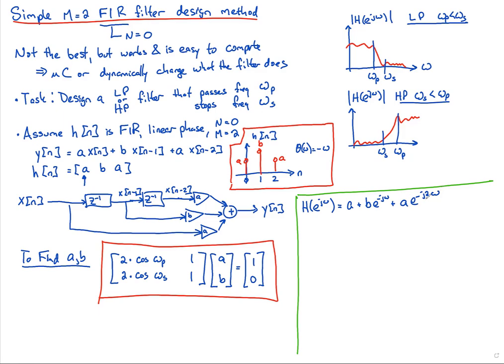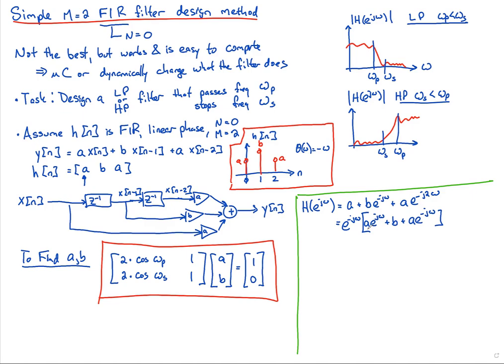Now we can factor out e to the minus j omega here. And when we do that, we get this a times e to the positive j omega, right? Because e to the positive j omega times e to the minus j omega is just a. And then this b stands alone, and this gives us a e to the minus 1 j omega. Since that a e to the minus j omega times e to the minus j omega will give us this a e to the minus 2 j omega.